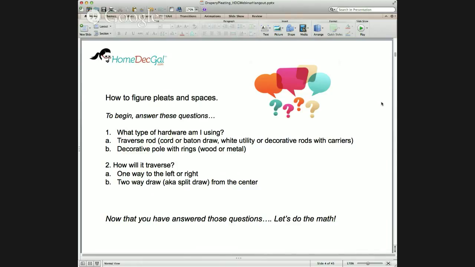And then there's decorative pole rods with rings. Yes, these do traverse, but they don't have carriers. They don't have overlaps. It's a wood or metal pole, and the rings just slide on. So you need to know which style of hardware you're using. And then how will it traverse? Is it one way to the left or right, like on a patio door? Or is it a two-way draw, which is also called a split draw, that opens from the center to the left and to the right? So now that you've answered these questions, let's do the math.